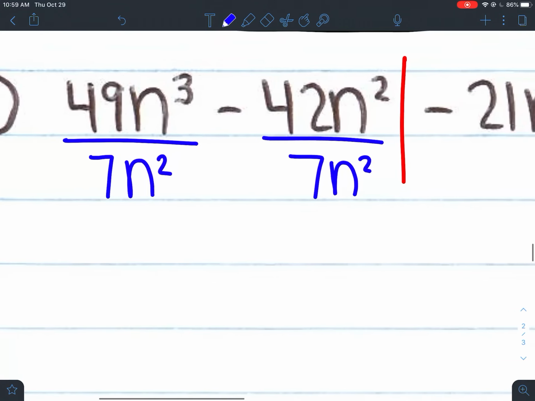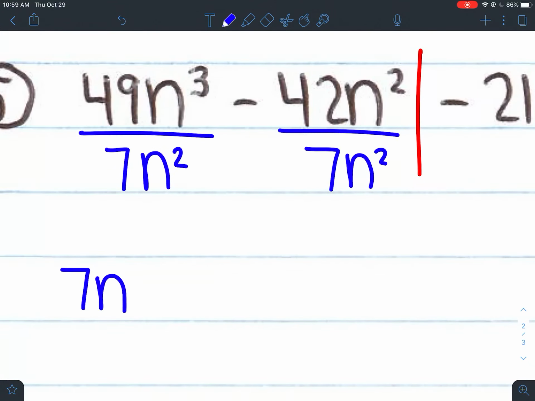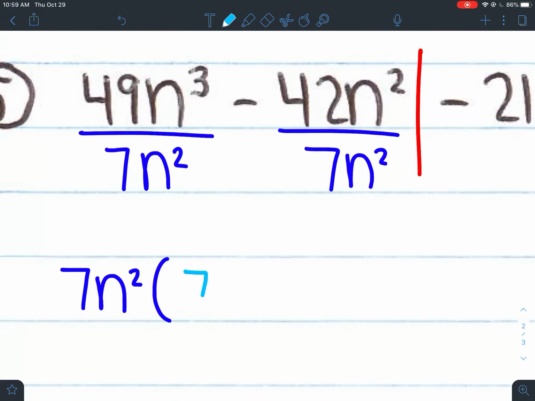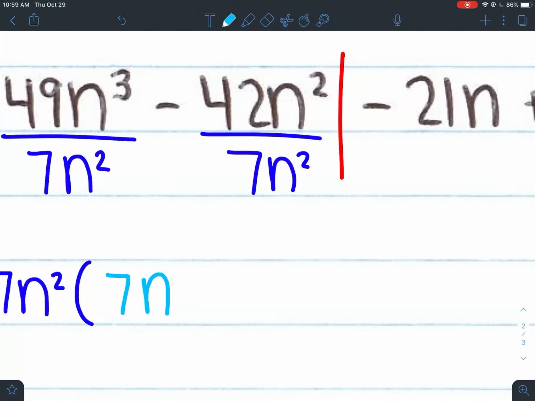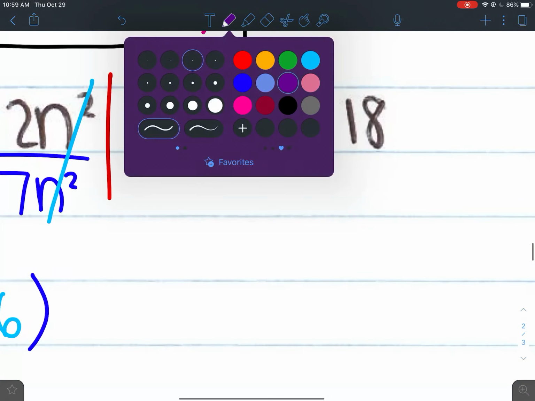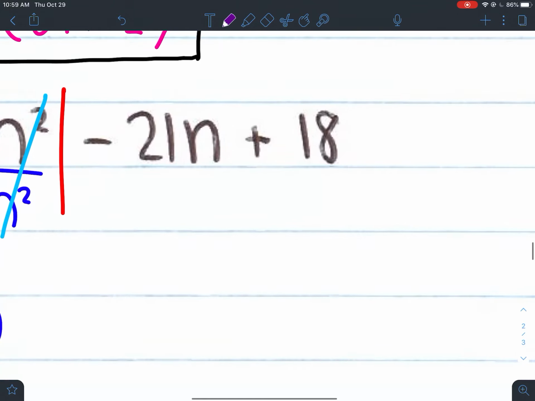All right, so then we're going to simplify. So 7n squared would go on the outside of our parentheses. And then we have 49 divided by 7, which would be 7. N cubed divided by n squared gives us a single n left over. Negative 42 divided by 7 is negative 6. And the n's cancel. Moving on to the second group.